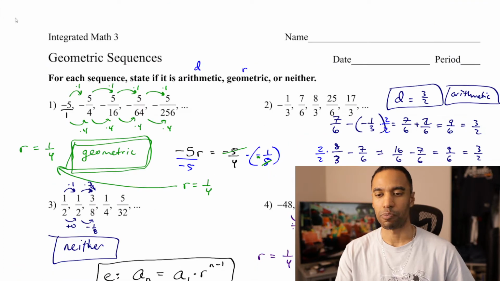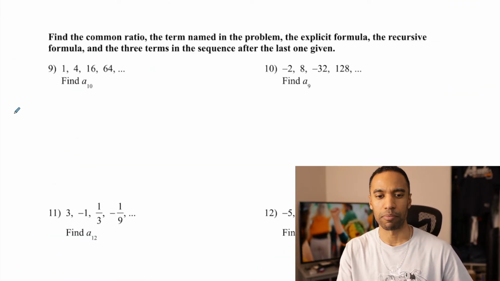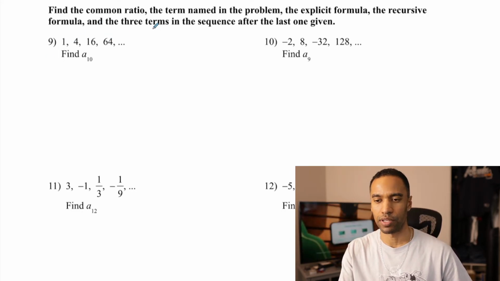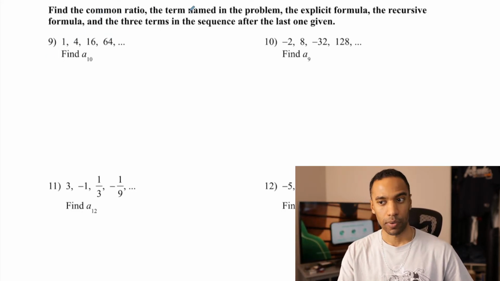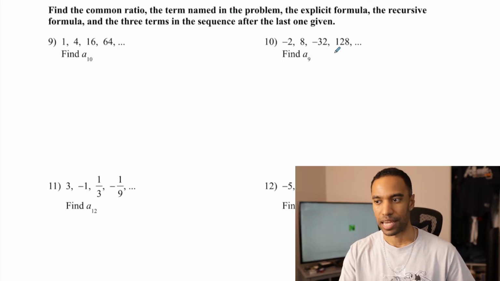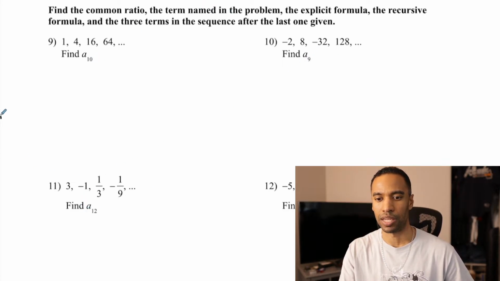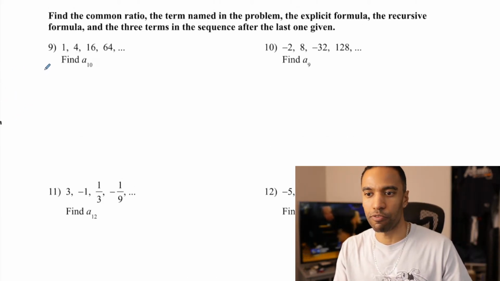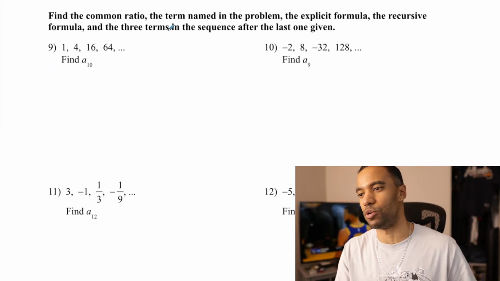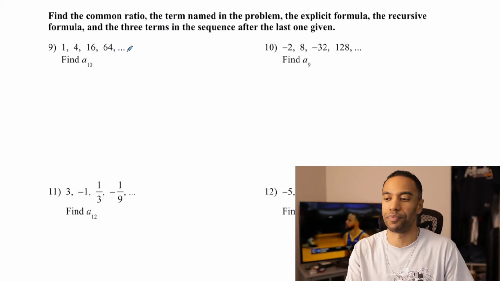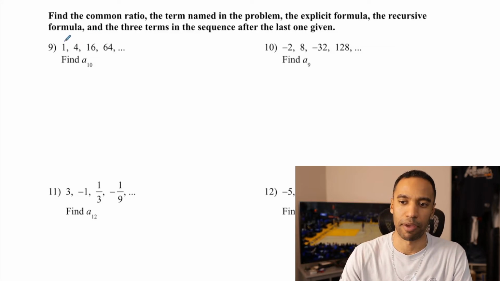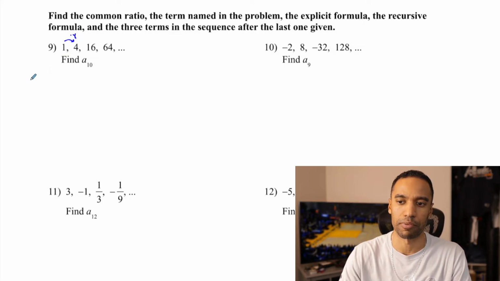Let's go on to this next page here, where we are going to do 4 problems very similar to that of the arithmetic sequence. This time you're given the sequence. We need to find the common ratio, the term named in the problem, the 10th term, the 9th term, the 12th term, the explicit formula, recursive formula, and 3 terms in the sequence after the last one given. So a few things to do here. Let's move forward. Clearly looks like we're multiplying by 4 each time here. So when it comes to common ratio, we can say r is 4.